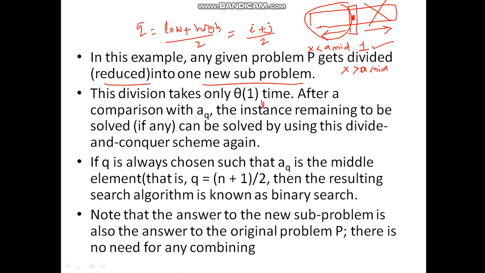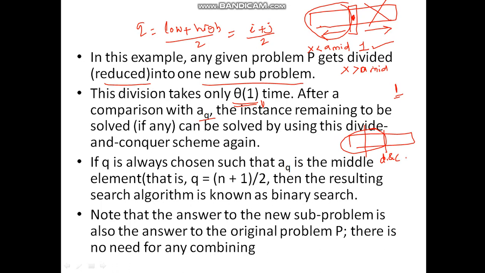Then the division takes one time. So dividing a problem into subproblems takes 1 unit of time. This will be required when we calculate the complexity of binary search. So after a comparison with A of Q, the instance remaining to be solved can be solved by using the divide and conquer schema again. This problem was divided into a half problem, and this can again be divided into two parts depending on the methodology of D and C.